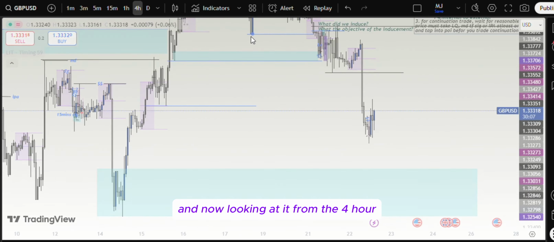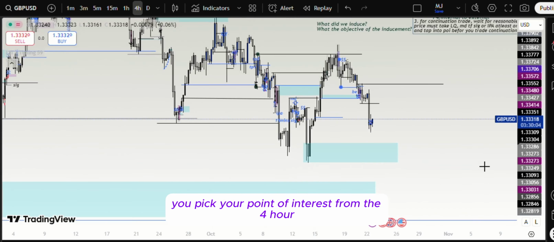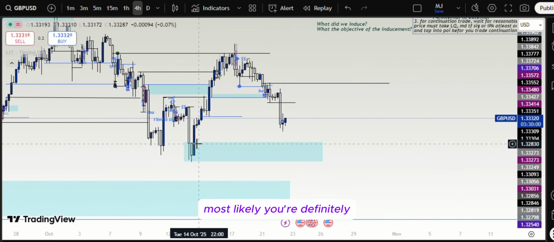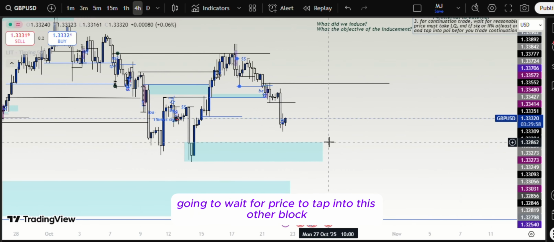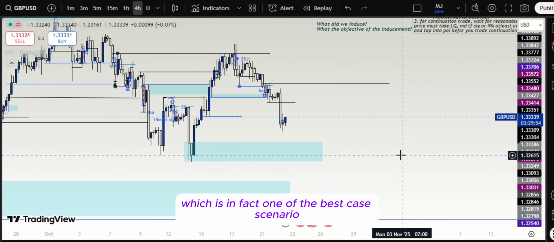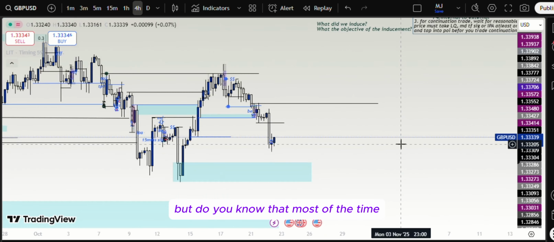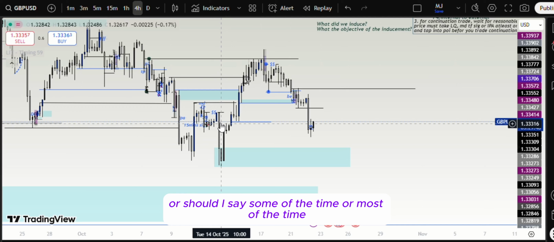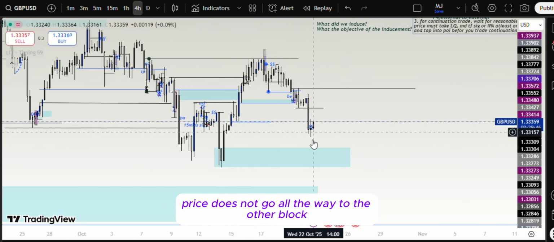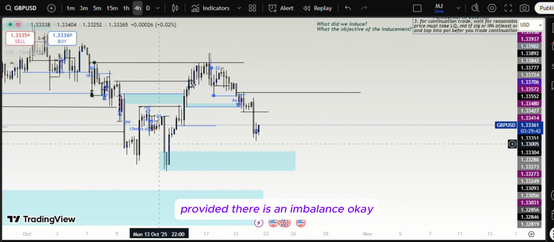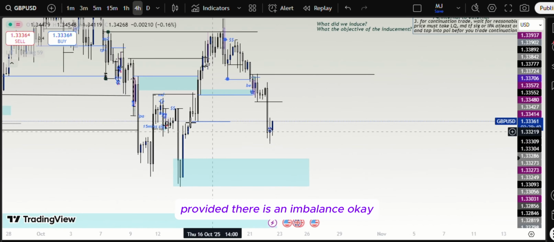And now looking at it from the 4 hour, let's say you pick your point of interest from the 4 hour, most likely you're definitely going to wait for price to tap into the order block. Yes, which is not wrong at all, which is in fact one of the best case scenario. But do you know that most of the time, price does not go all the way to the order block? You understand?